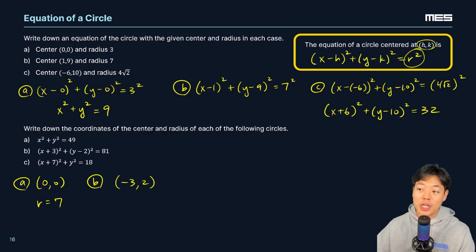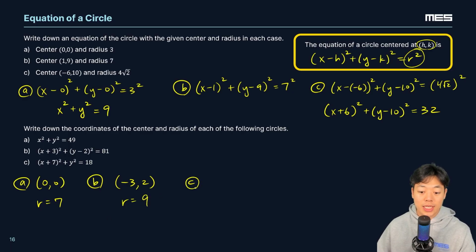Letter B, the center of our circle is negative 3, comma 2. Keep in mind, our general equation of the circle always has x minus h and y minus k. That's where h, k, the center, comes from. And our r will be 9. Let me rewrite that. 9.